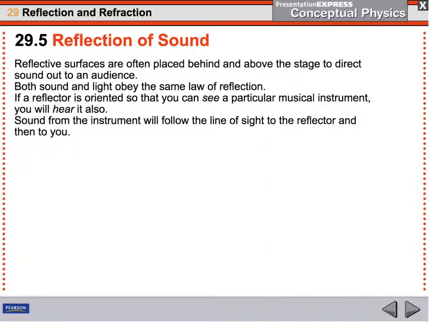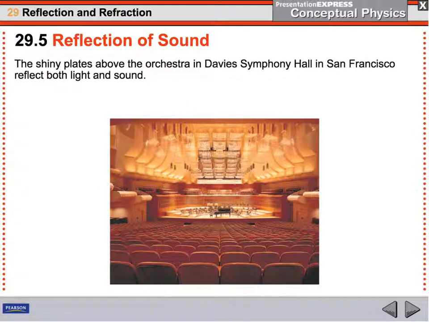Reflective surfaces are often placed behind and above the stage to direct sound out to an audience. Both sound and light obey the same law of reflection. If a reflector is oriented so that you can see a particular musical instrument, you will hear it also. Sound from the instrument will follow the line of sight to the reflector and then to you. The shiny plates above the orchestra in Davies Symphony Hall in San Francisco reflect both light and sound.